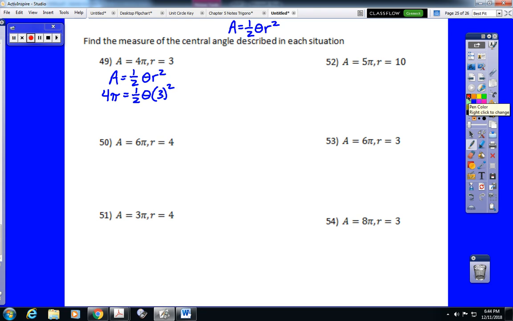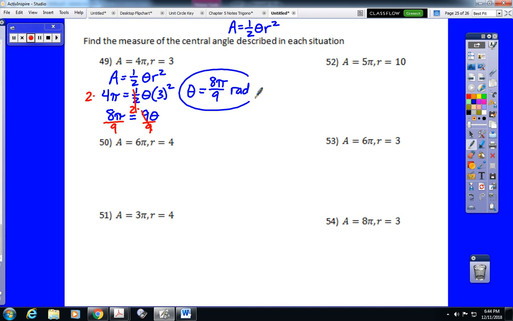So 4 pi equals 1/2 theta times 3 squared. And we're going to solve for theta. So the first thing we're going to do is multiply each side by 2, which will cancel the 1/2. We're also going to go ahead and do 3 squared at the same time. So that would be 8 pi equals 9 theta, and then divide by 9, which would give us our answer. Theta is 8 pi over 9 radians. Let's do one more before I suggest that you pause it.